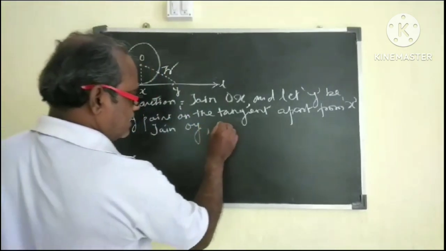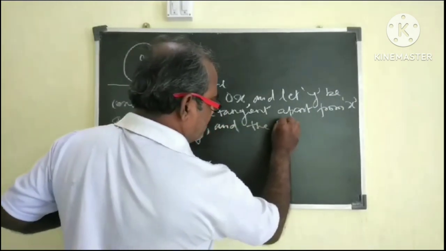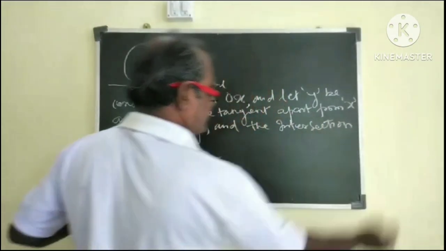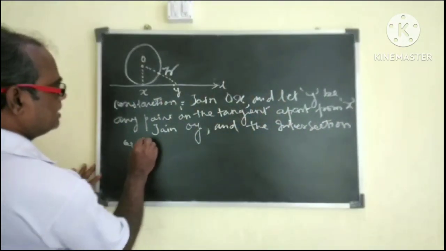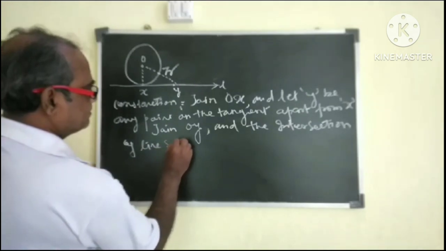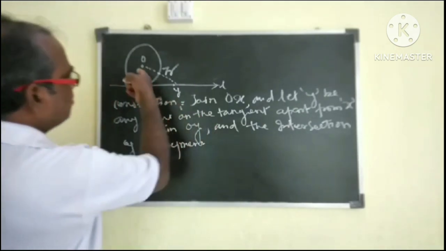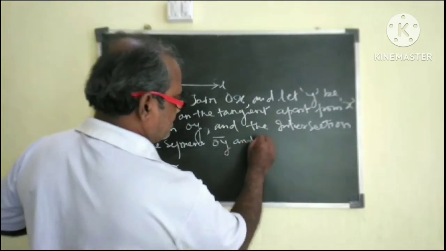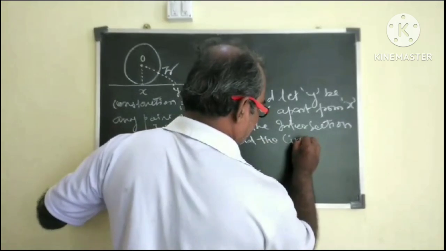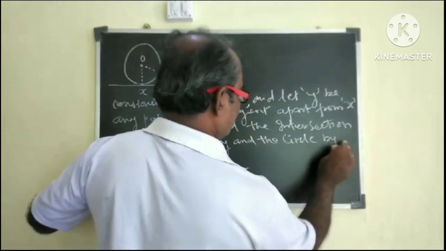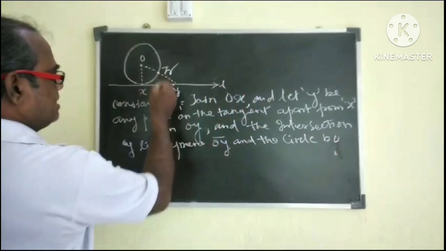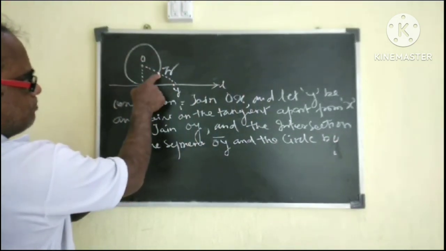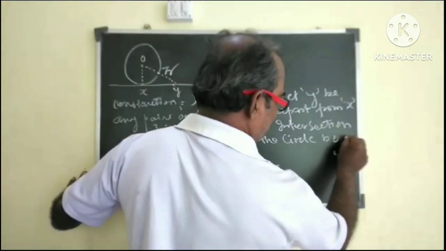So write it over here: join OY, and let the intersection of line segment OY and the circle be Z. So this is the point of intersection. We write here Z.